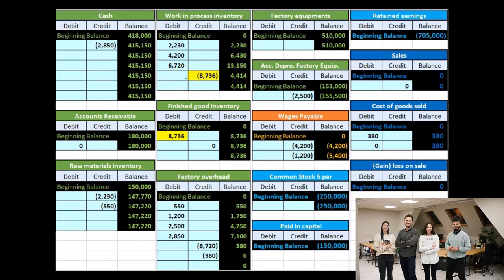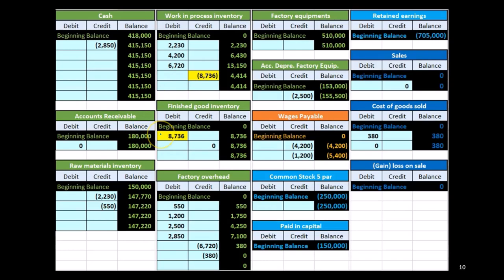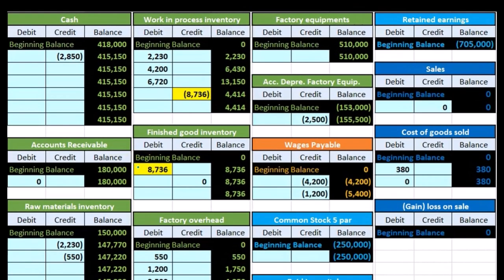We counted up those job cost sheets for which jobs have been completed, and then transferred them from work in process to finished goods. So this number then can be supported by job cost sheets. What's still left in work in process should be able to be supported by job cost sheets.